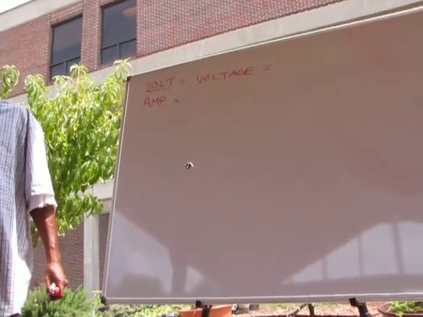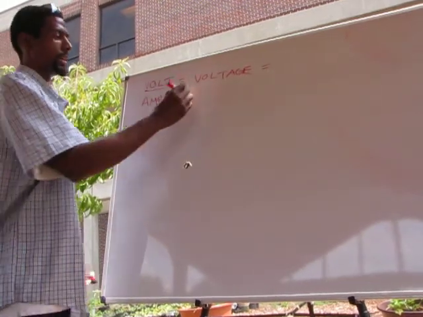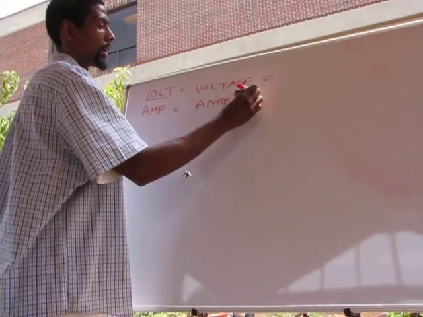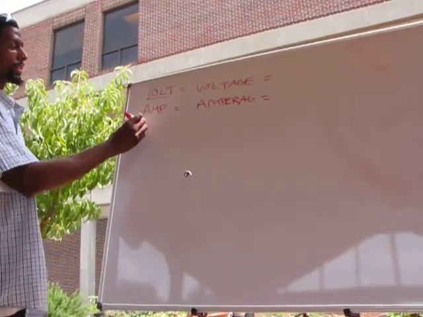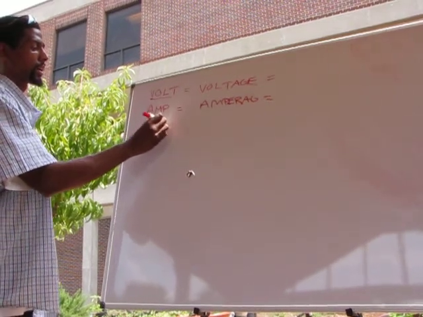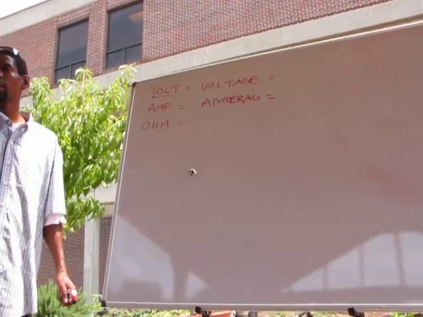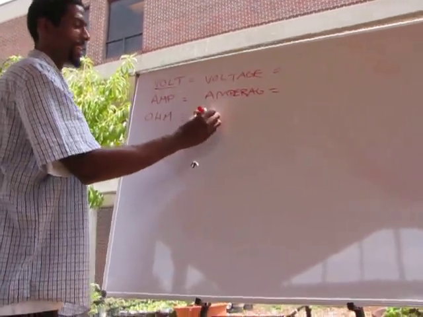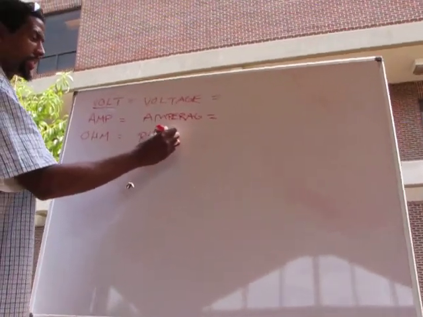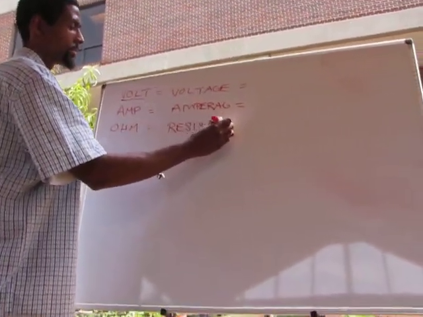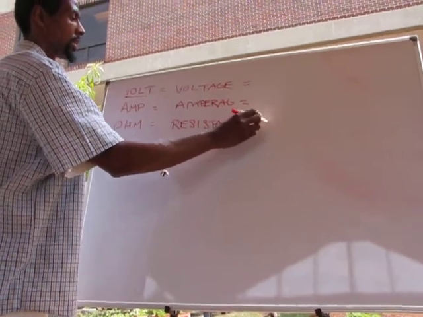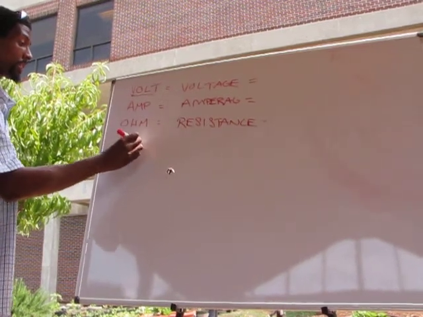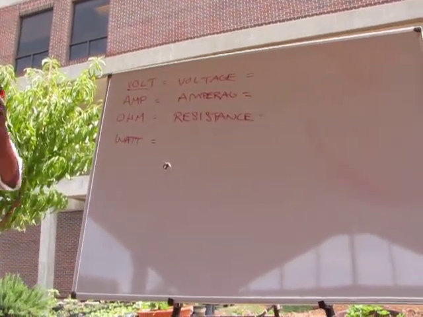It's called an amp. Anybody heard that before? Amps measure amperage. Then the ohm. Anybody know what an ohm measures? Impedance, right. Impedance is a form of resistance. And lastly for this discussion, the watt.